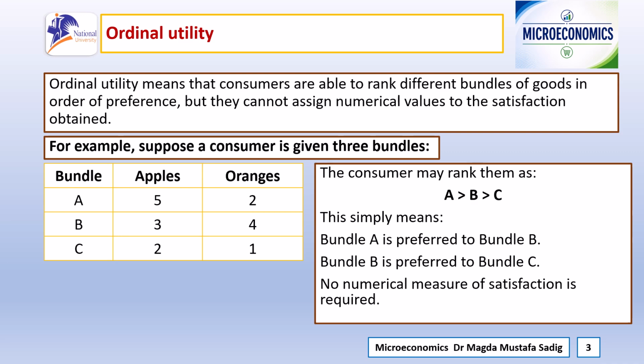For example, look at this table. He may prefer bundle A over bundle B, or they may prefer bundle B to bundle A, or they may prefer bundle B to C, or whatever it is. Or they may be completely indifferent between the 2 bundles.